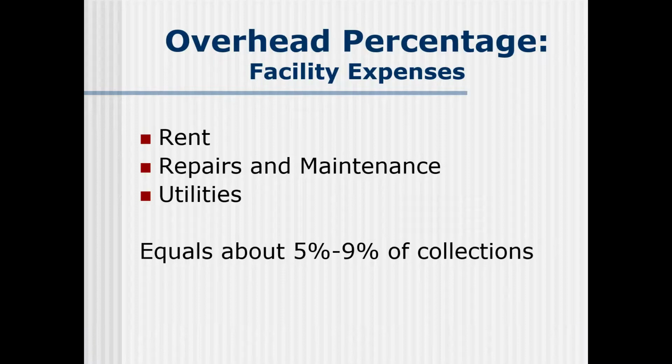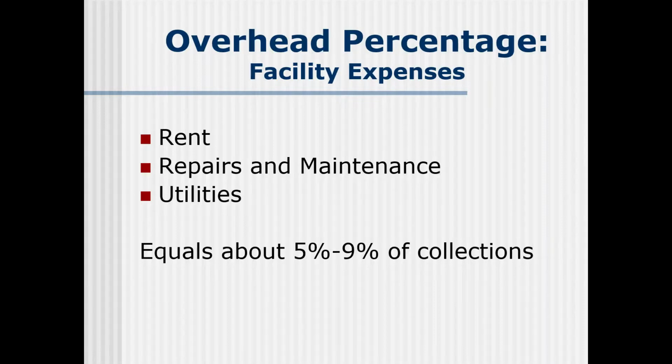The next category of expenses is facility expenses. For most practices, the facility expenses run between 5% and 9% of collections. Facility includes rent that is paid, including rent that a practice owner would pay if they own the office space as well. So most of our clients, if they individually own the real estate, the practice will pay rent to themselves. So it includes rent, repairs and maintenance, and utilities. And as I said, that generally runs between 5 and 9% of a practice's collections for most practices.